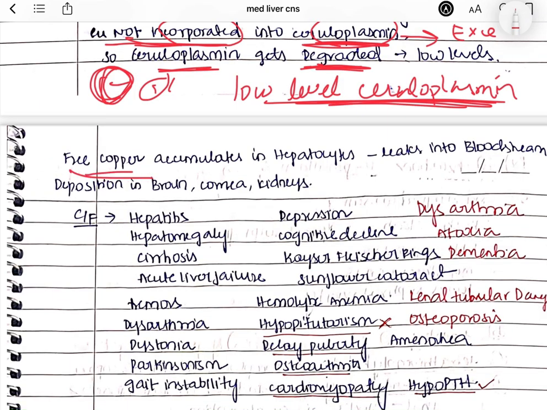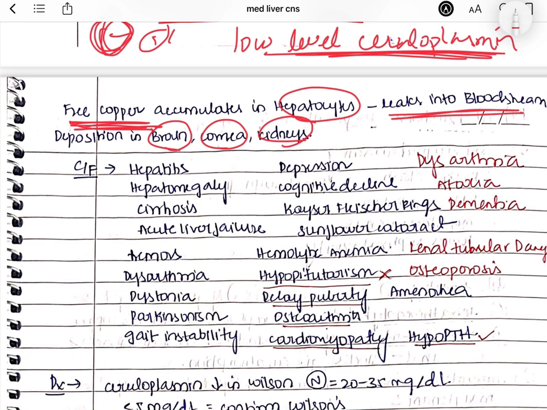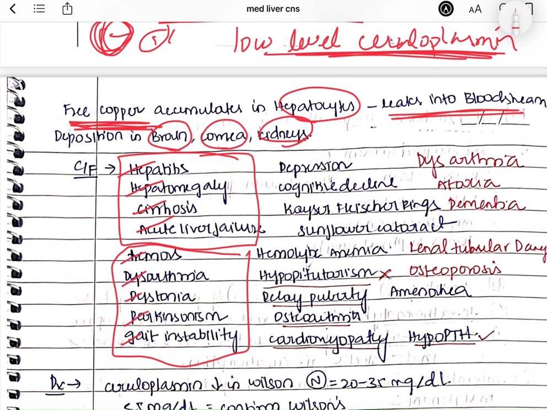So this free copper, which is not bound to ceruloplasmin because of the degradation of ceruloplasmin, goes and accumulates in the hepatocyte and then it leaks into the bloodstream, depositing in the brain, cornea and the kidney. So what are the clinical features which you can see? So if it is depositing in the liver, you can see this hepatitis, hepatomegaly, cirrhosis, acute liver failure and all. If it is depositing in the brain, you can see this gait instabilities, tremors, Parkinsonism, dystonia, dysarthria like slurred speech, and then later depression, cognitive decline can also be seen.